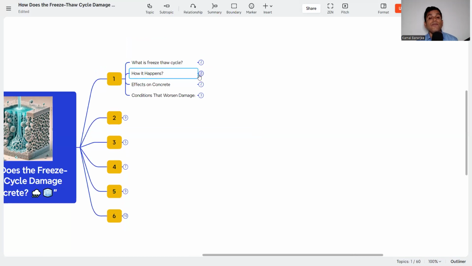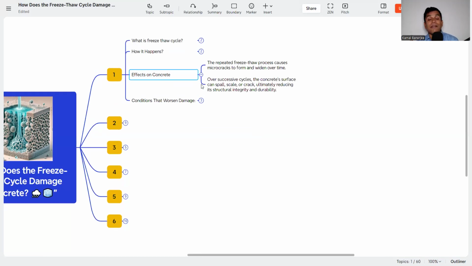So what is the effect of the freeze-thaw cycle in concrete? The repeated freeze-thaw process causes micro cracks to form and widen over time. Because of this stress, cracks are generated. And if there is a crack, what will happen? Through the crack, other chemicals like sulfate, chloride and carbon dioxide will penetrate inside the concrete. If they penetrate, durability becomes a concern. What is durability, what are the factors affecting it, and what tests are conducted? I have made a detailed video. The link is in the description. Please check, you will get the full information.